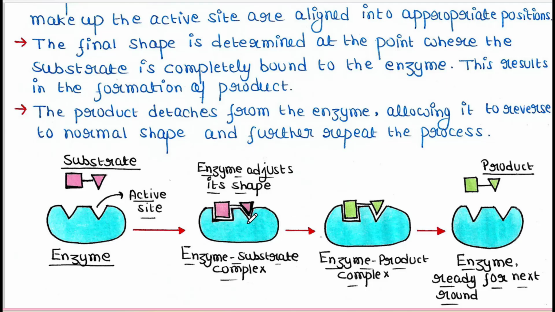And once it is done, the product will be formed just like this, and then the product will be released from the enzyme and the enzyme is now free and the active site is just like this. You can see the enzyme active site is again just like this and the enzyme is now free. It is ready for the next round.